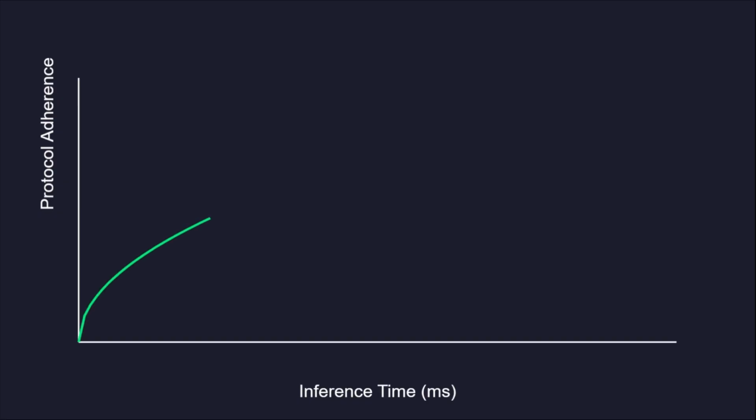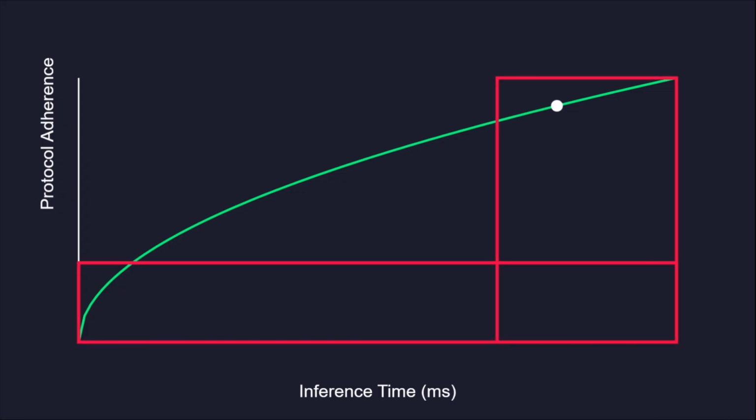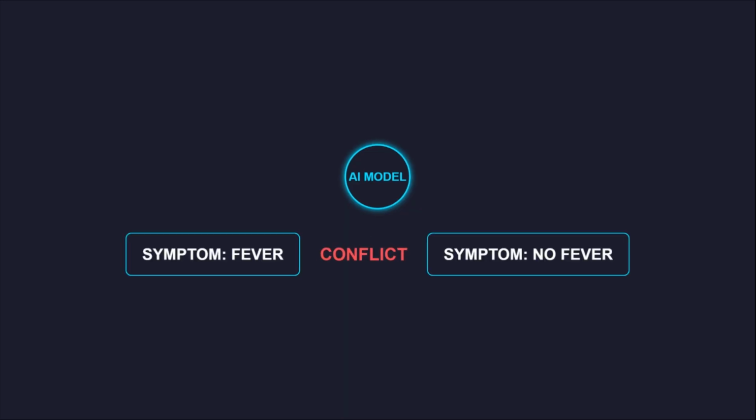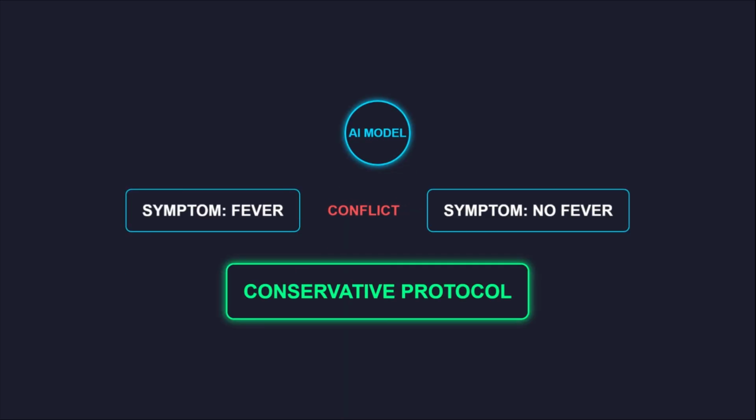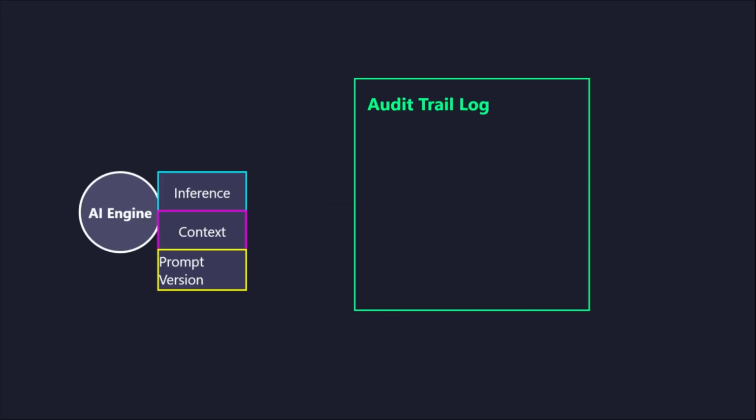Measure the trade-off between inference time and protocol adherence. In emergency medicine contexts, a slow model is just as dangerous as an inaccurate one. Stress test the system by providing ambiguous patient data or conflicting symptoms to observe if the model correctly defaults to the most conservative clinical protocol.